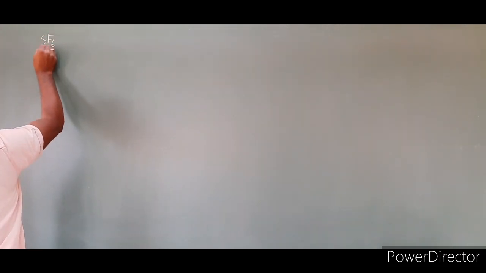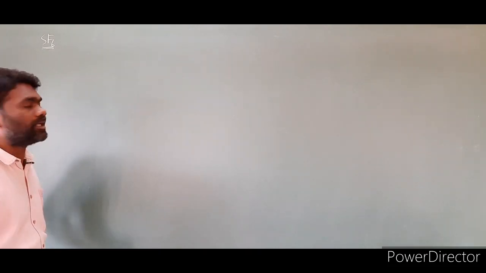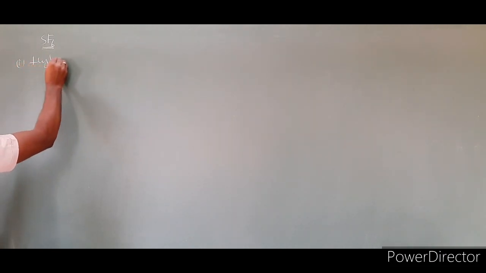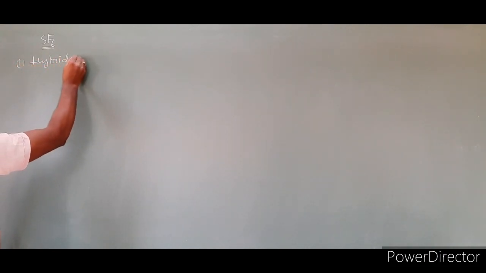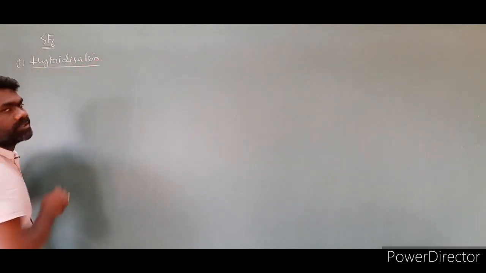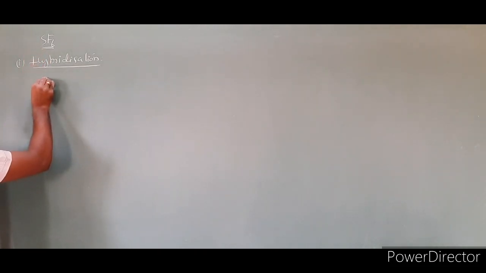The example for sp3d2 hybridization is the SF6 molecule. I am taking the SF6 molecule for sp3d2 hybridization. So we have two steps. The first one is hybridization, the second one is overlapping. The first step is hybridization. First we have to take the central atom. The central atom is sulfur.